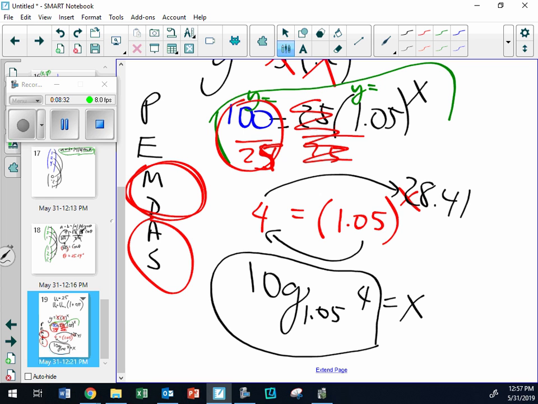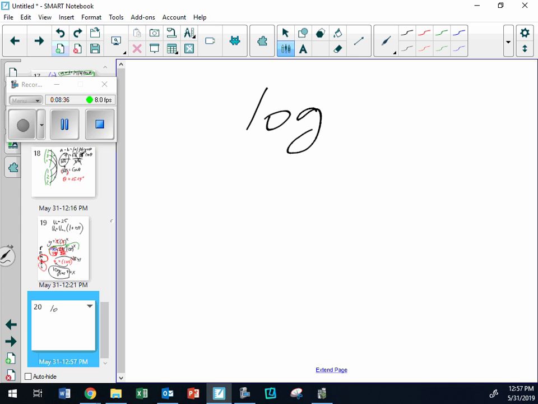Okay, let's see if you really have logs down. Here's a few other loggy things. Could you solve that? Don't say it. Solve it. Write it on your iPad.